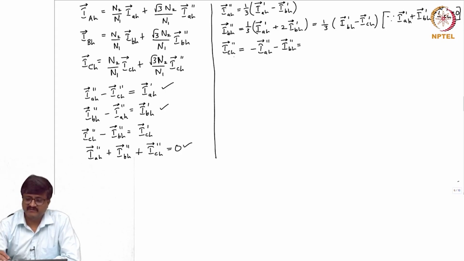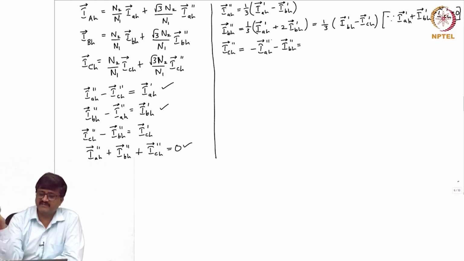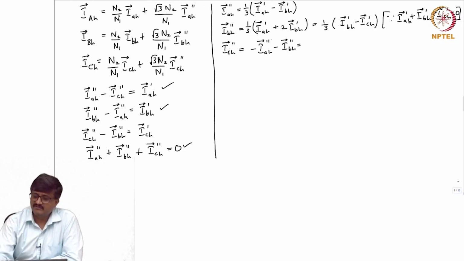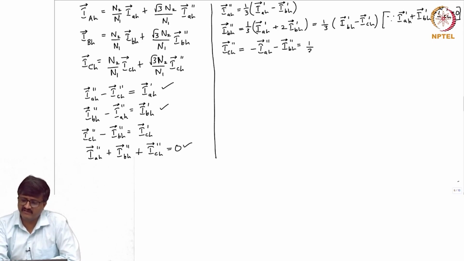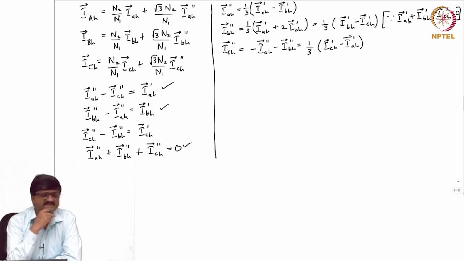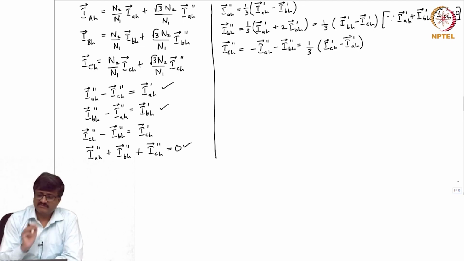So if I want ICH double prime, I take the negative of IAH double prime, take the negative of IBH double prime, add them and use this equation again, IAH prime plus IBH prime plus ICH prime. Or okay, I need not even use that, I will directly get this. It's equal to 1 by 3 ICH prime minus IAH prime, because IBH prime gets cancelled. Okay, so that is straightforward.